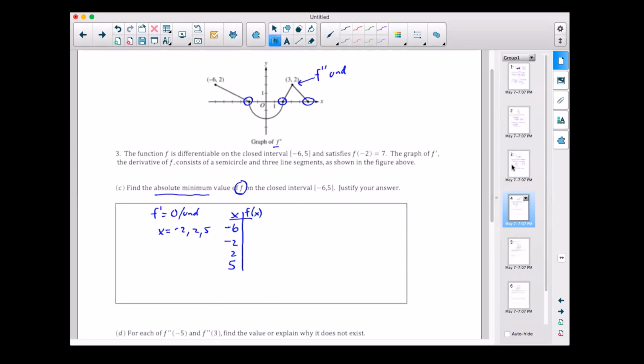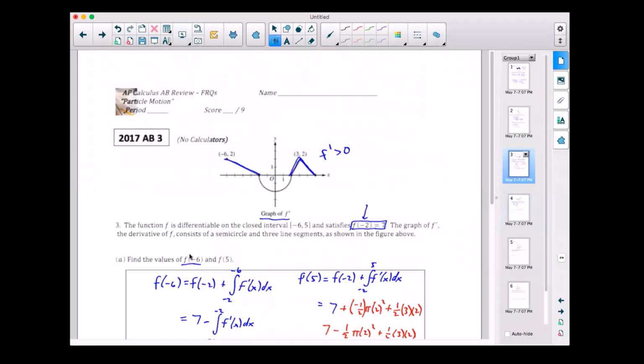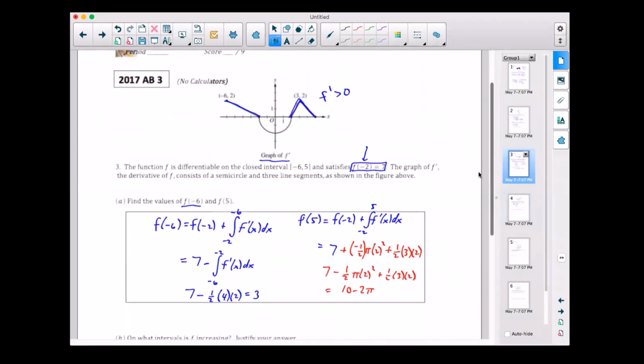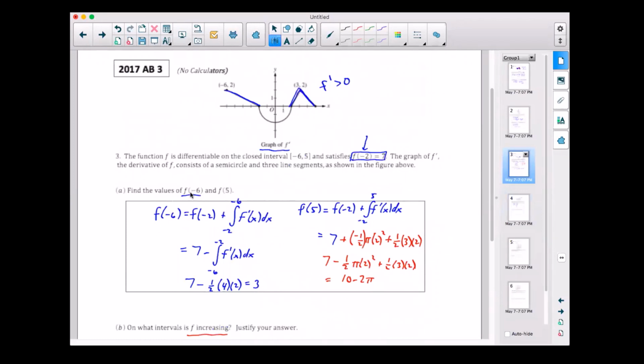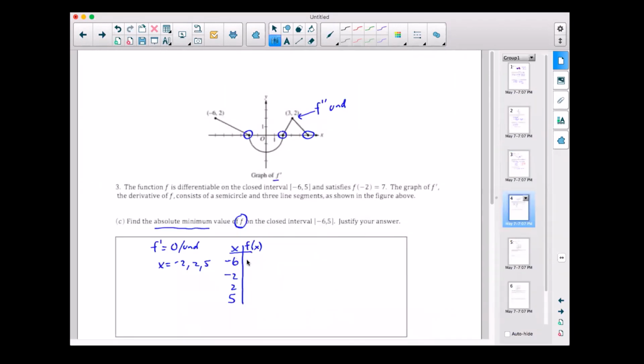Well, remember I talked about in the last example how a lot of times they'll ask you what seems like random questions in part A, but all of a sudden they start becoming important later on. Well, in part A, they asked us to find f of -6 and f of 5. And now we're going to see them here in the table. So f of -6 we said was 3, and f of 5 we came up with as 10 minus 2 pi. And then the problem itself told us f of -2. F of -2 is 7.